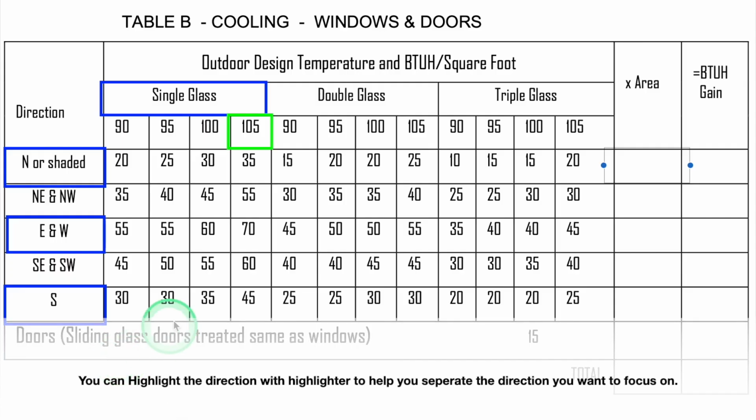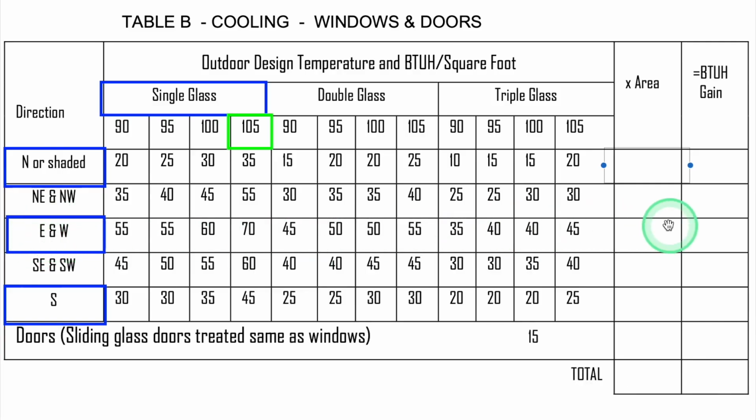is we need to separate them by direction. So we're going to add up all the windows on the north. We're going to combine all the measurements. We're going to go to our east and west windows, and we're going to combine east and west windows, and add up all the areas for those east and west windows in this row right here. And then for the south windows, same thing. Add up all the areas, put it in this section right here. So let's do that right now.